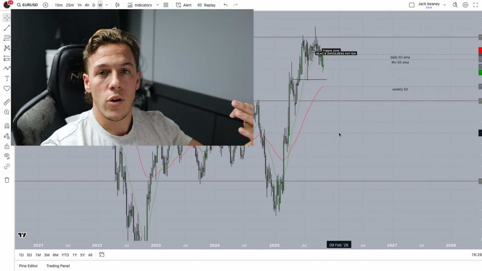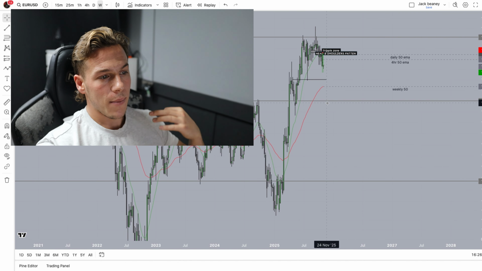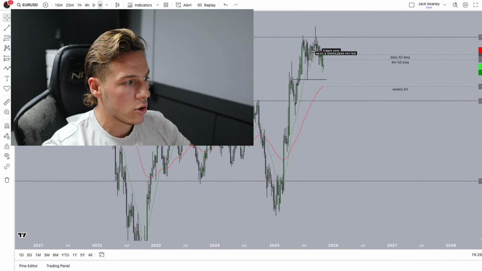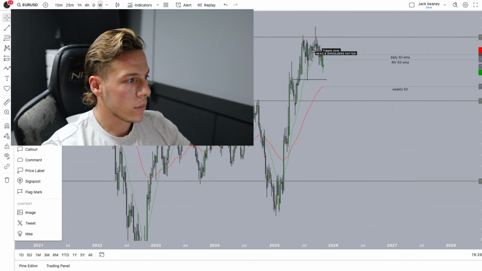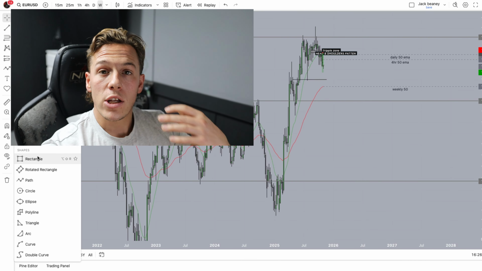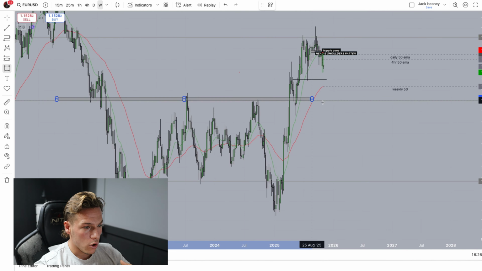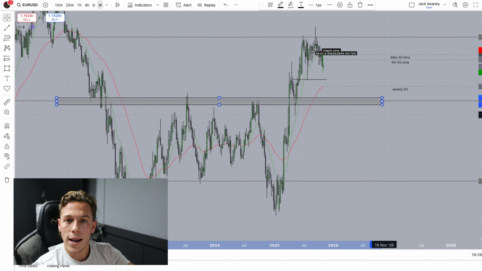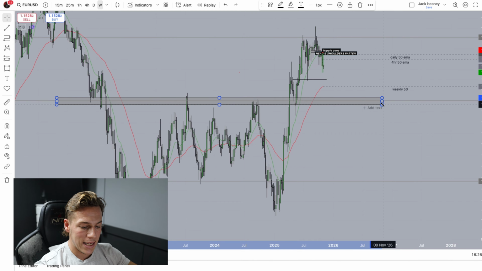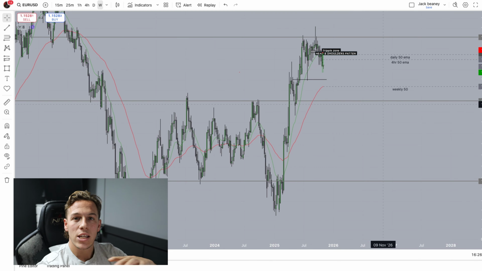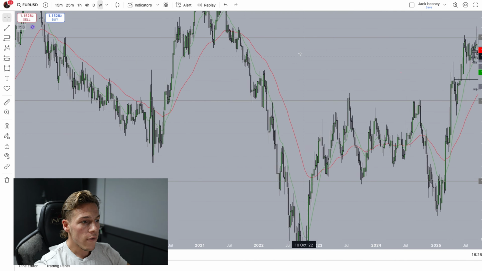You can mark them in whatever you want, and you also have to think about them as being more of a box than a perfect zone. So a zone would look more like this instead of a line, but I do a line because it makes it look neater on your charts and there's less stuff going on there. So first of all, plot that out.